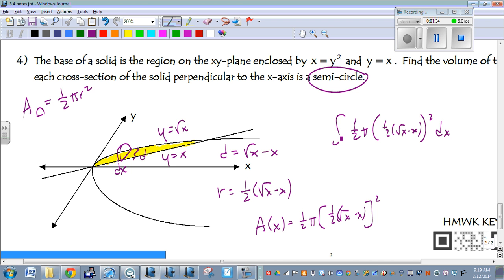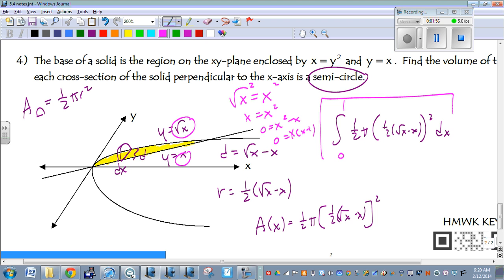The only thing is we need to figure out a and b. So we need to figure out where these two intersect. We want to know when these are equal. So we want to know when square root of x equals x. We can square both sides, get everything on one side, and then factor. So we get 0 and 1 for our upper and lower limits.